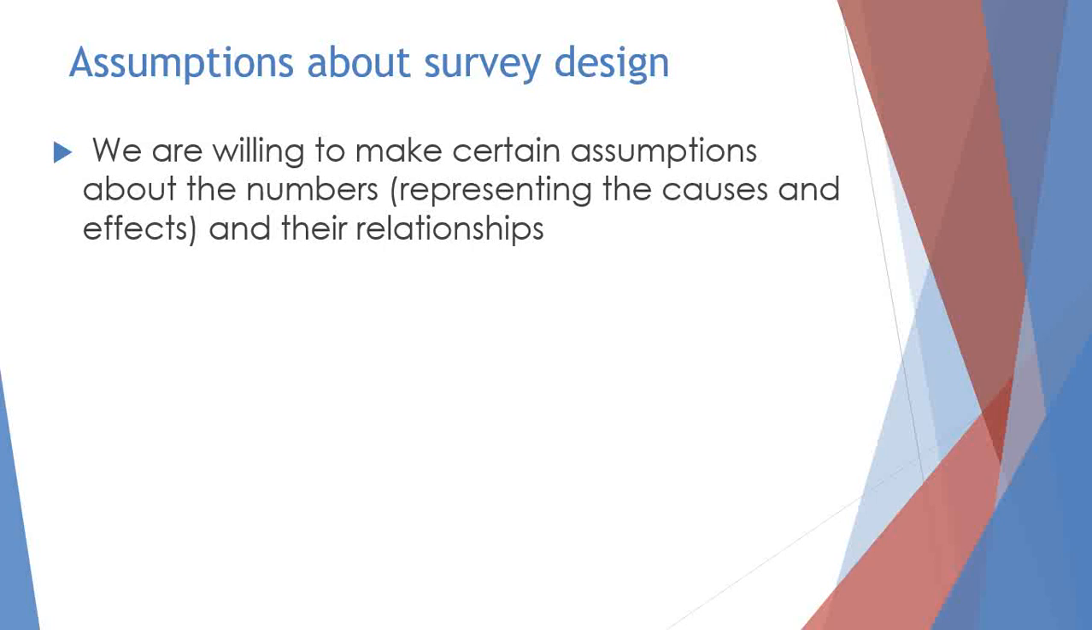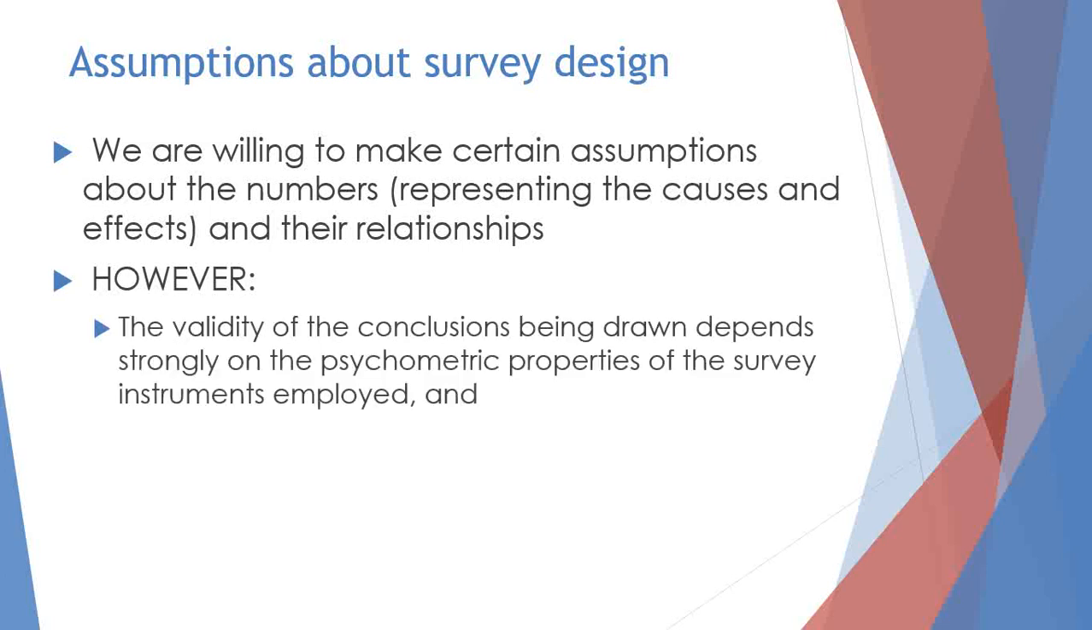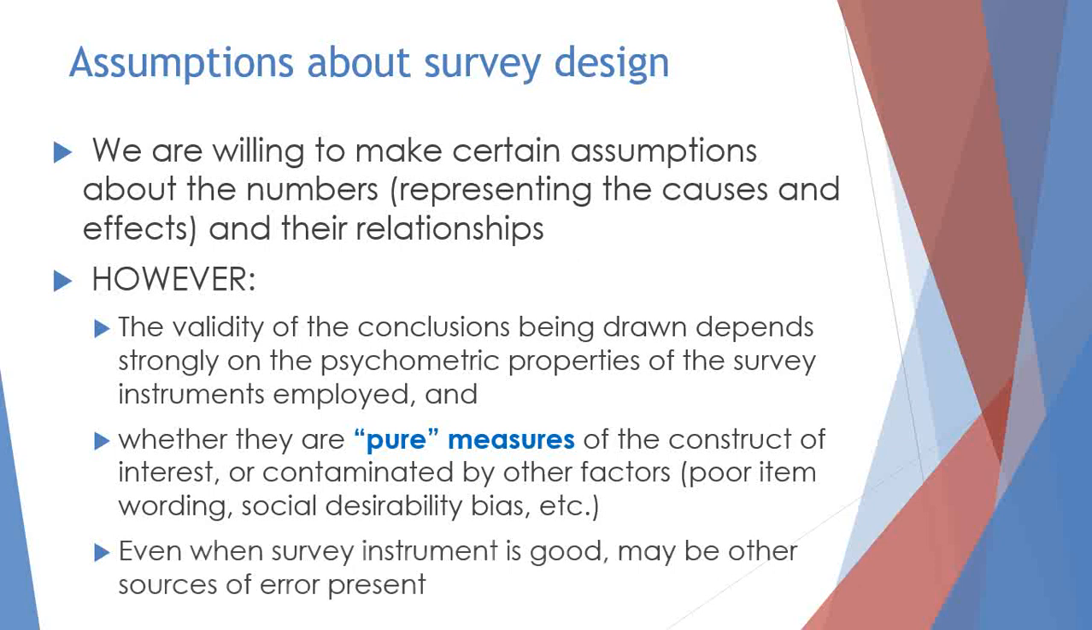Now, we're willing to make certain assumptions about the numbers representing these causes and effects and about their relationships. However, the validity of the conclusions being drawn depends strongly on the psychometric properties of the survey instruments employed, and in particular, whether they're pure measures of the construct of interest or instead whether they're contaminated by other factors like poor item wording, social desirability bias, etc. So even when the survey instrument is good, there still may be other causes, other sources of error present. That's something we need to be mindful of.